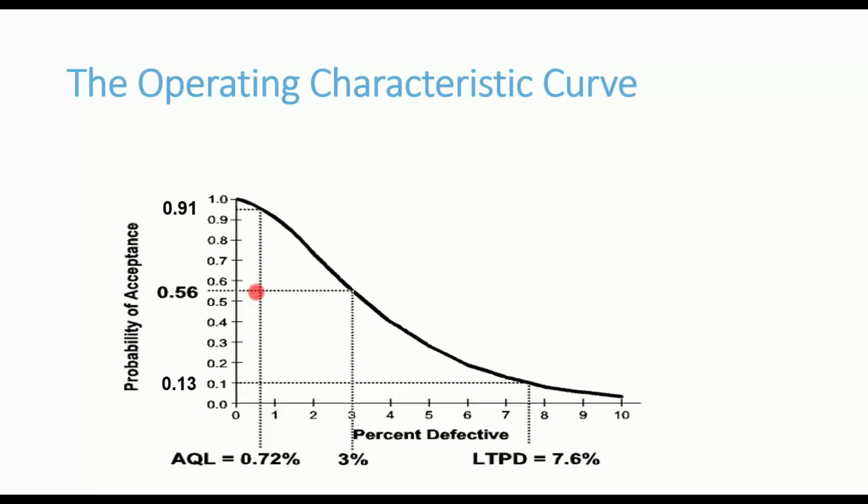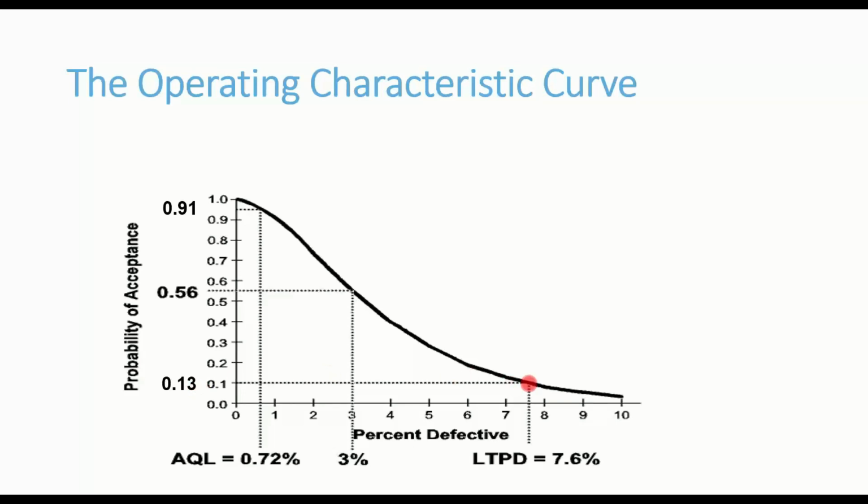And if we look at the probability of accepting 1% defective lots, we go up to about here, 1% has about 0.91. The probability of accepting 7% right here is about 0.13 or so. This is a little bit high, actually. This is my LTPD. This is what the consumer wanted. They're saying, okay, if it's over 7.6, I'm not interested. Don't want it. So at this point, our probability of acceptance is 0.13. So that's good for the consumer.